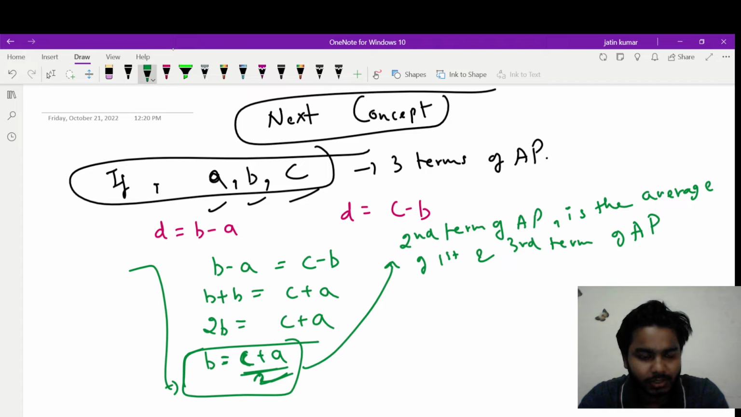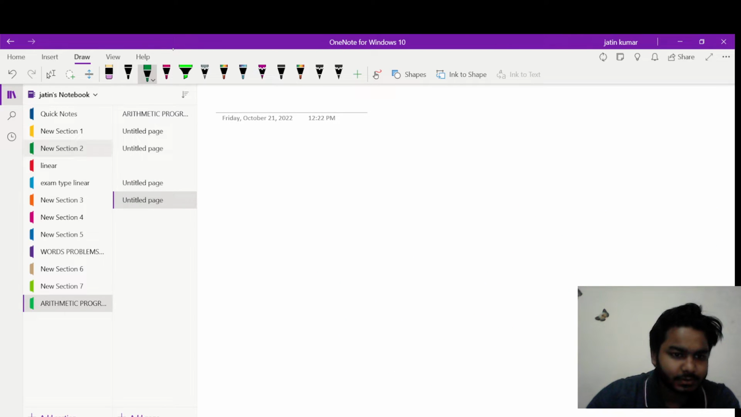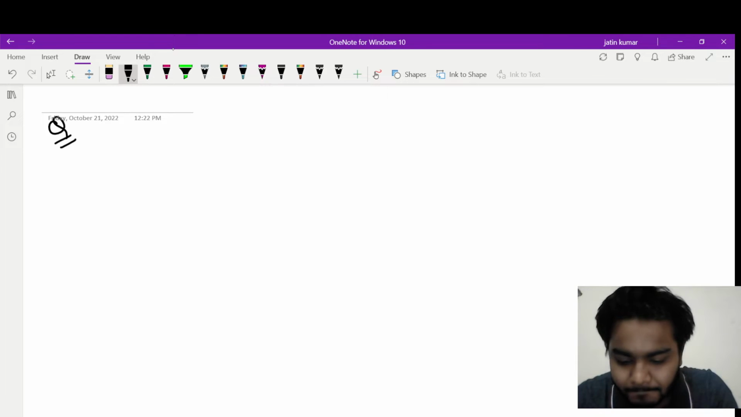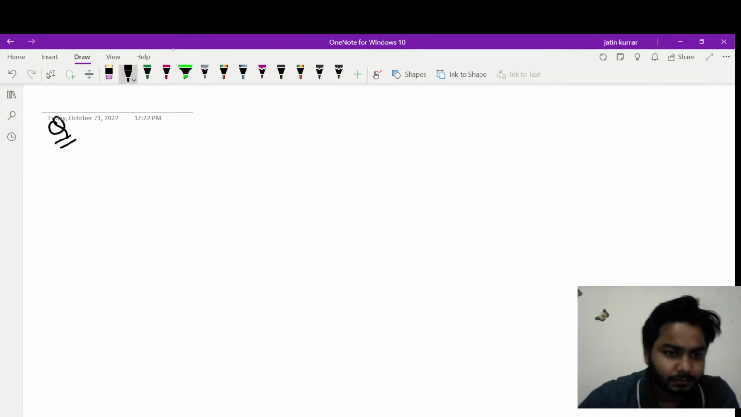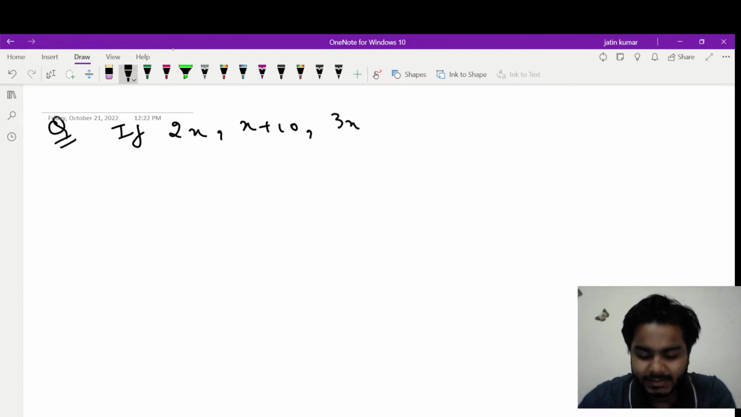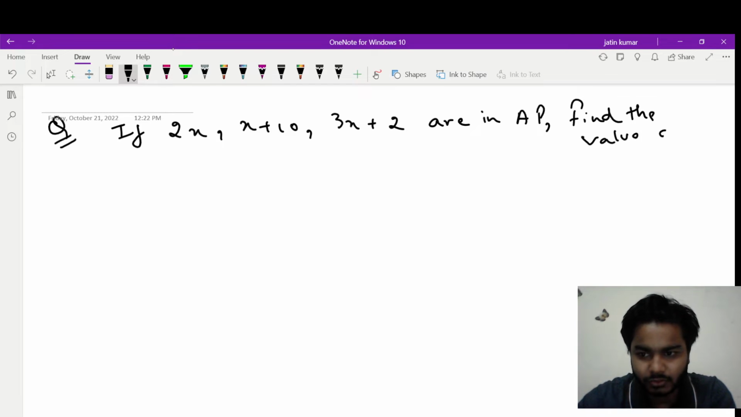Now what type of question will be based on this concept? So let's do one question. Let's do some easy question first. Find the value of x: if 2x, x plus 10, 3x plus 2 are in AP, find the value of x. This will be the question.